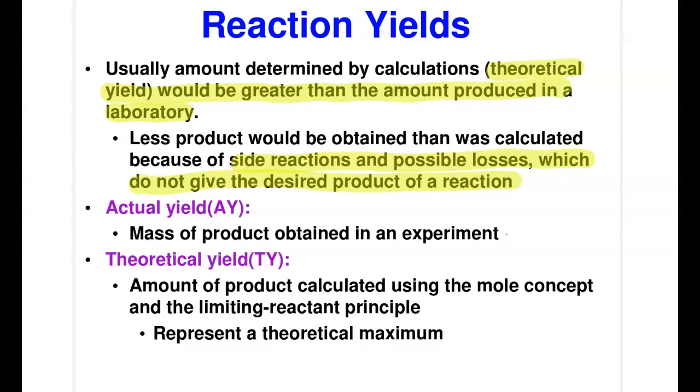The actual yield is the one you obtain from the experiment or in the plant. It is your real outcome, given all the limits of experimental error and accident. Whereas the theoretical yield is the amount that was calculated using the mole concept and the limiting reactant principle. It represents the theoretical maximum.